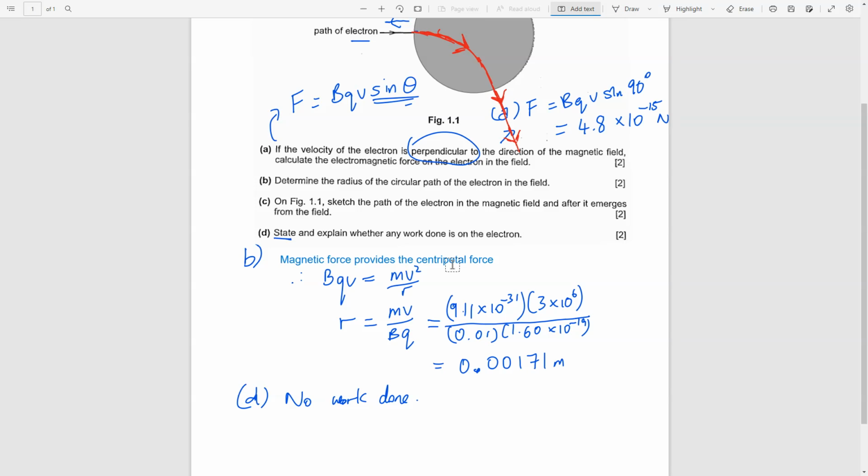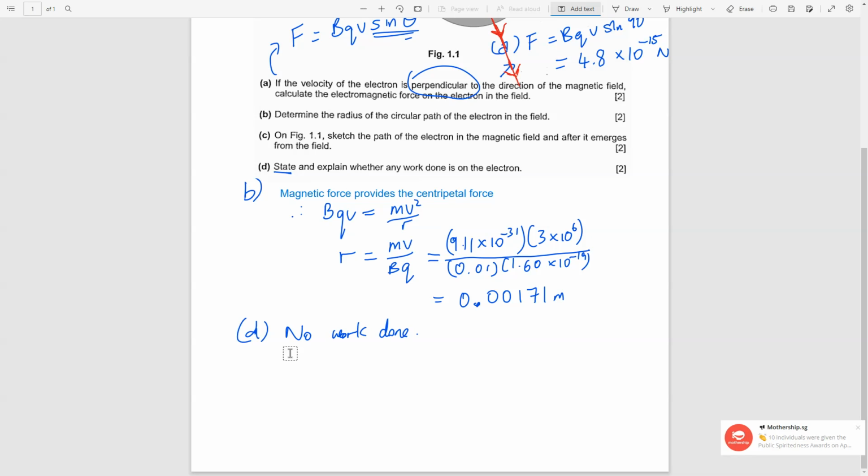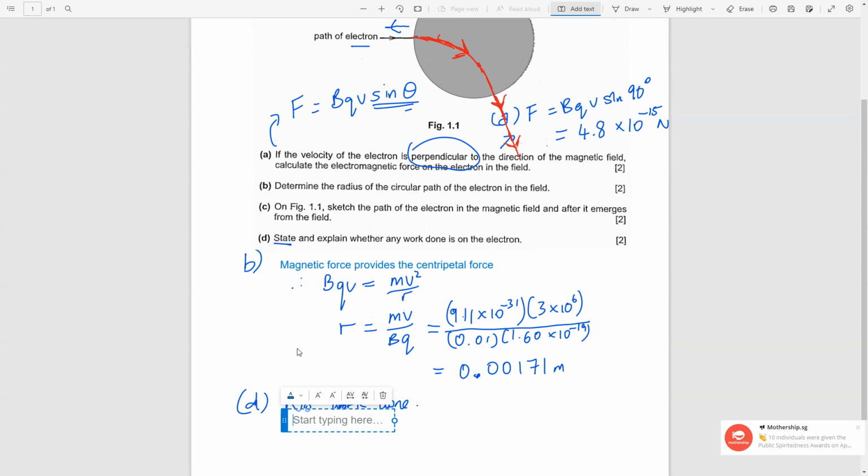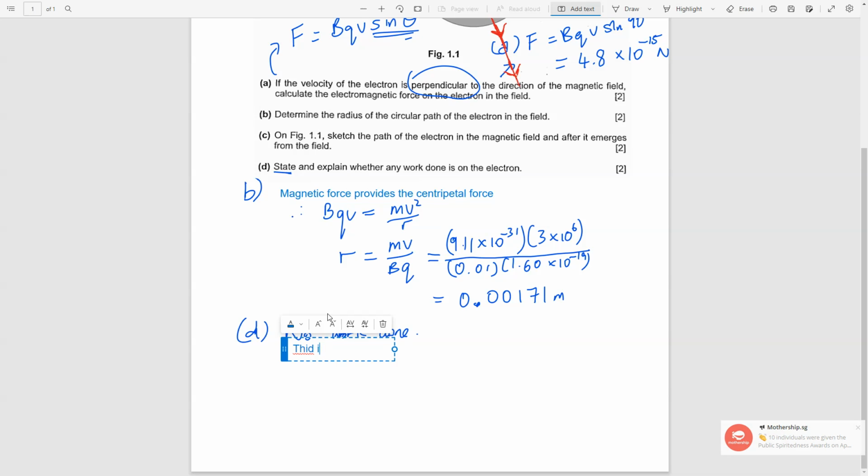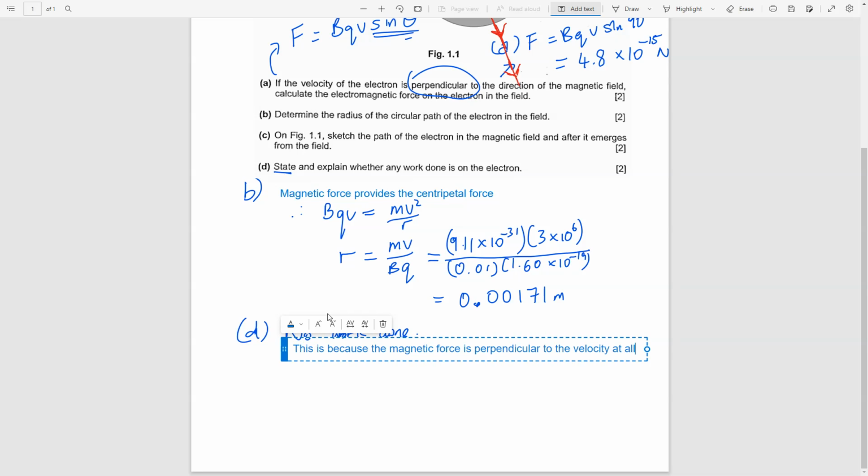And then just add a little bit. This is because the magnetic force, which provides the centripetal force, is perpendicular to the velocity at all times. Hence, the work done is going to be 0. So that is the answer.